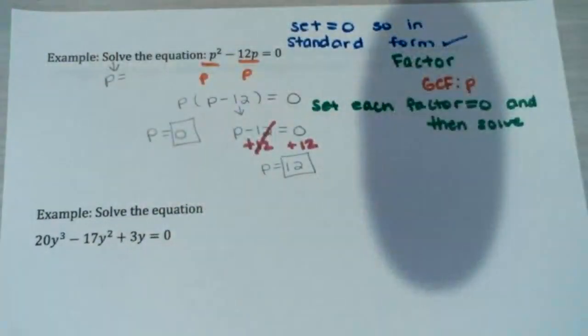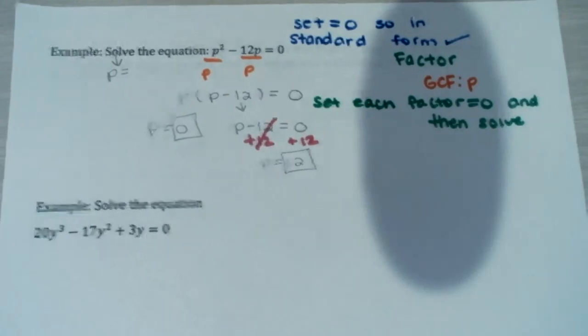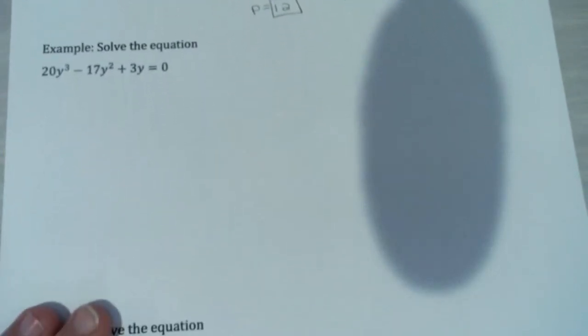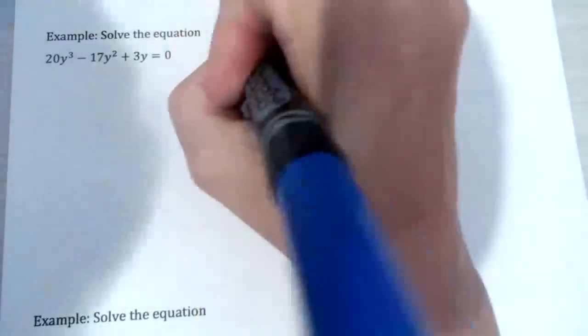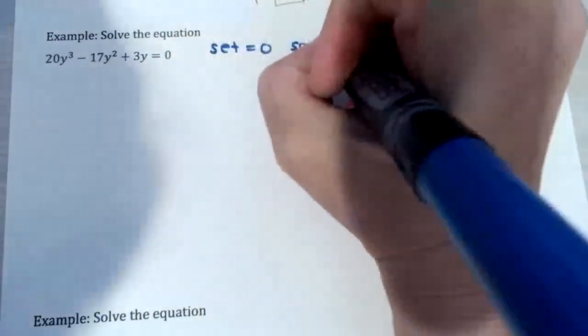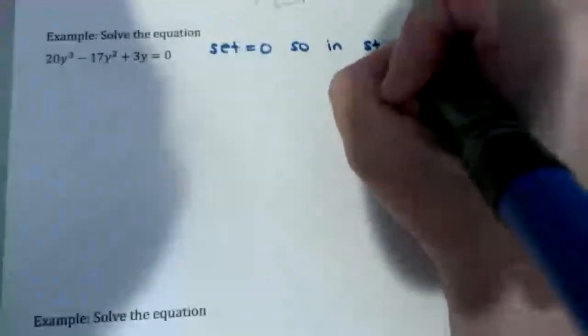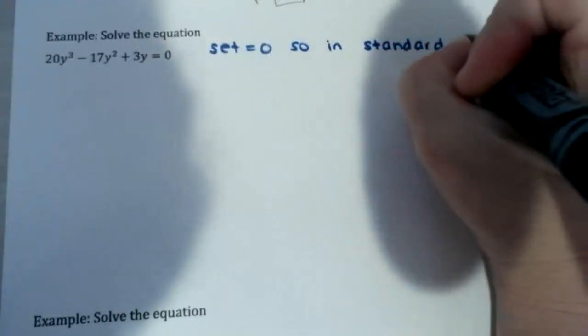All right, so solve the equation 20y cubed plus 17y squared plus 3y equals 0. The question says solve, so we know we're going to try to find y equals. First of all, this is in standard form because it said equal to 0, so that's done.